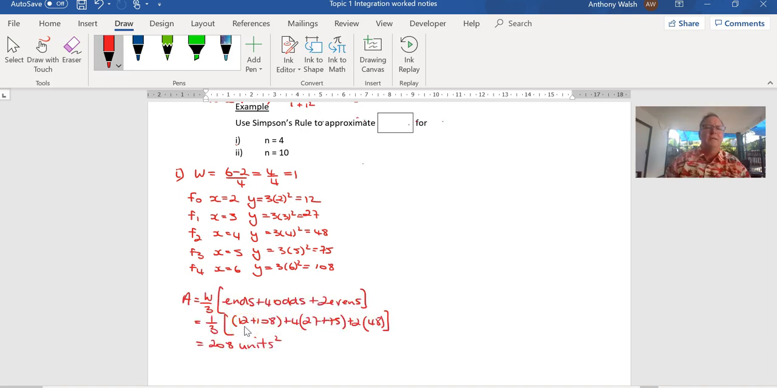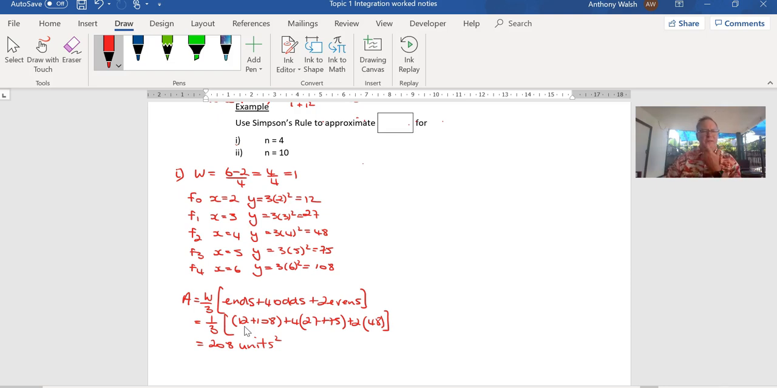So again, taking the ends, which are 12 and 108, add them up. I add to that 4 times the odds, which would be F1 and F3, 27 plus 75, and 2 times the evens, which in this case would only be 48. F4 is not included amongst the evens because that's an n length, which I've already included. So adding all that up together, I get a value of 208 units squared, remembering it's an area.